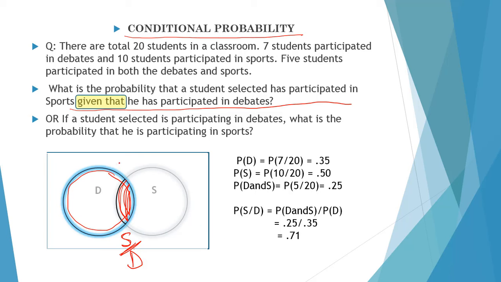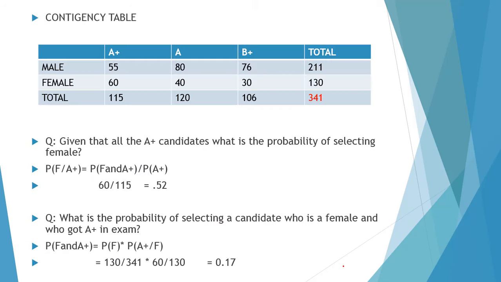Conditional probability has reduced our sample space. Our formula for conditional probability is: probability of sports given debates is equal to probability of debates and sports divided by the probability of debates. 0.25 over 0.35, which is 0.71, or 5 over 7, 0.71.